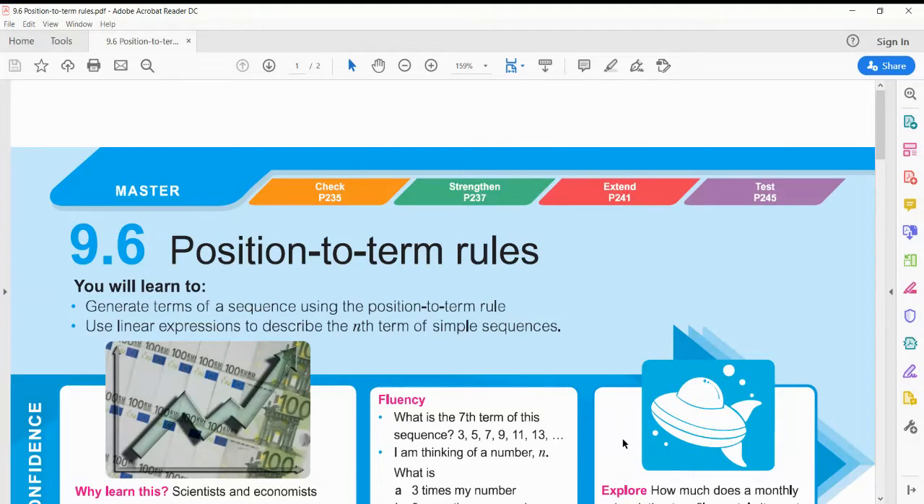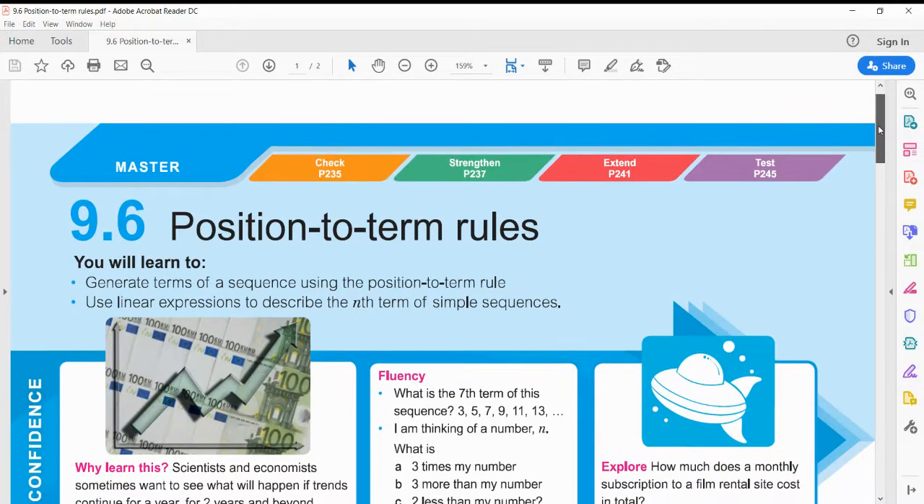Going to do a feedback video for the position to term rules exercise, exercise 9.6. I'll also link the answers, which will be useful for you to check, but also talk through the thought process and how you should have attempted these questions. I know it's a difficult topic, so I think that watching this will be useful. Even if you check your answers and you got them mostly right, it'll still be useful to have a look at.